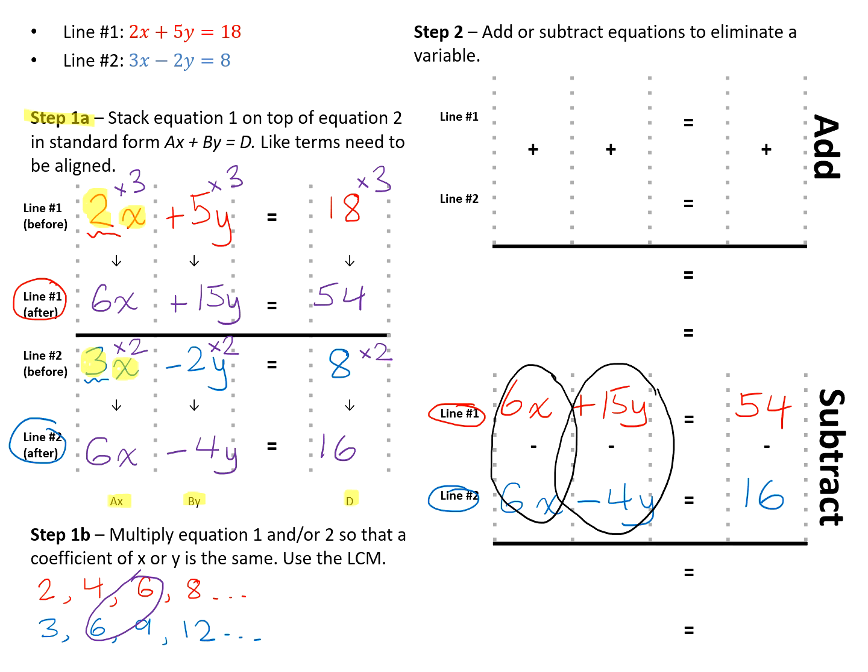Because we have two negative signs here, that just becomes a positive. So that becomes positive 15y plus 4y, which becomes 19y. And over here we have 54 subtract 16, which becomes 38. To isolate y, we just have to divide both sides of the equation by 19. These 19s cancel out, and y is equal to 2.